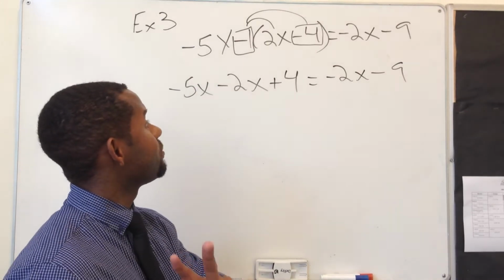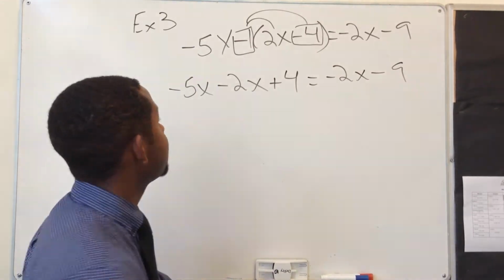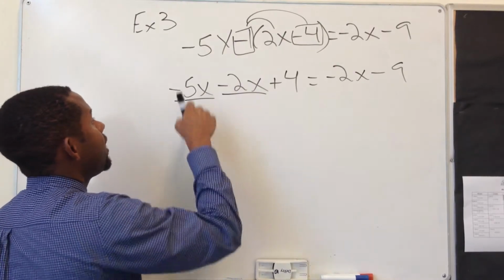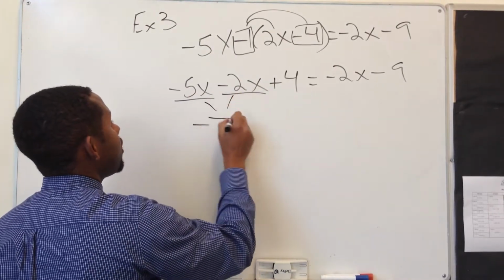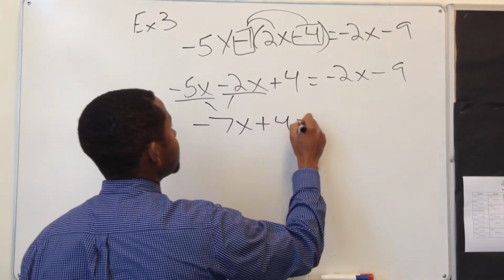Combine like terms is step 2. Hopefully you see that there are like terms here and here. I owe you 5 x's, and then I owe you 2 more x's, which means I owe you 7 x's.